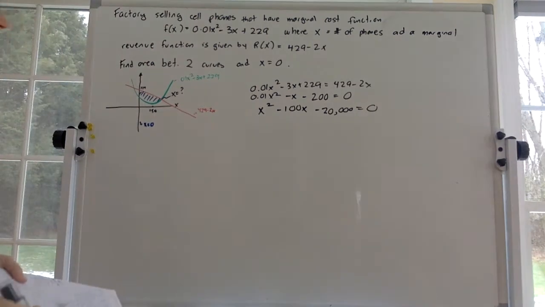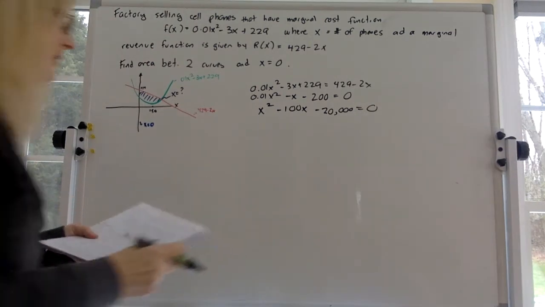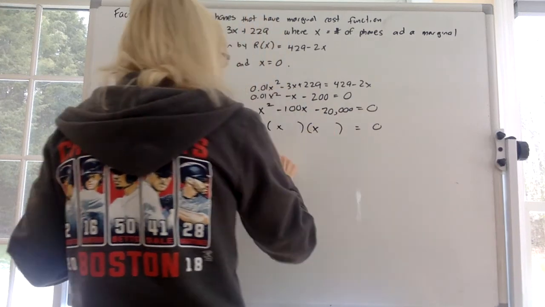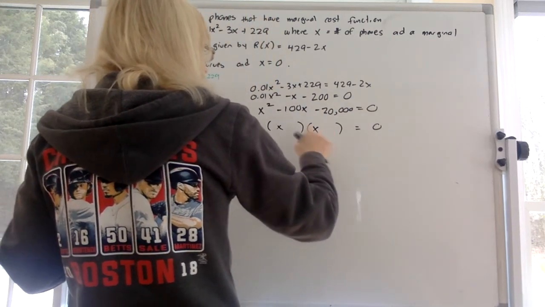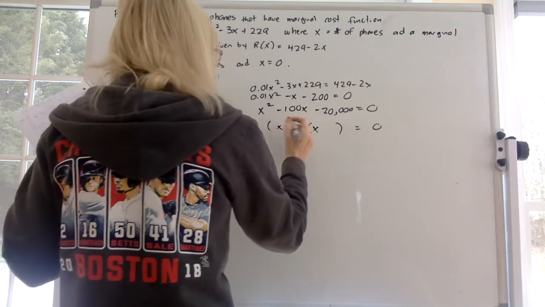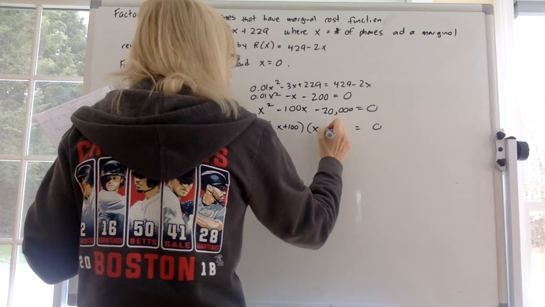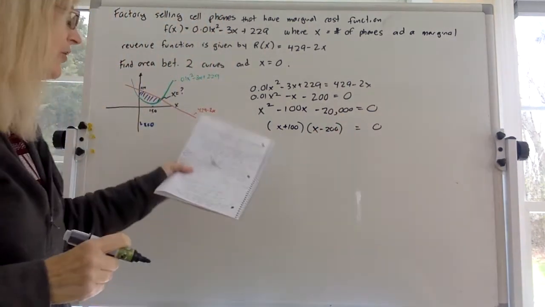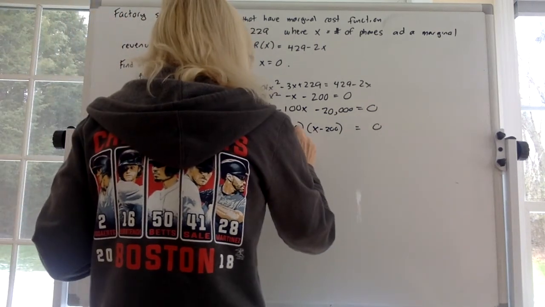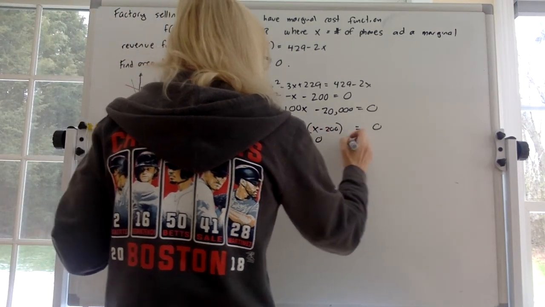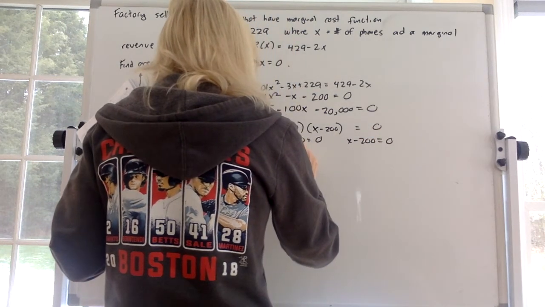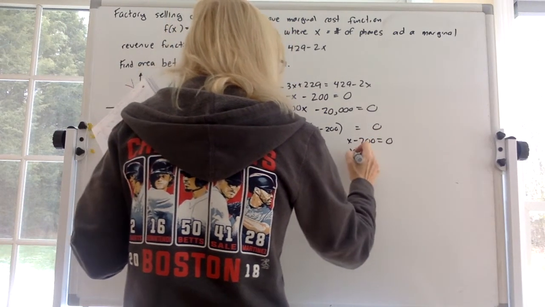Okay, so we get x squared minus 100x minus 20,000. So then I'm going to factor. So factors of negative 20,000 that add up to negative 100. So I think I figured out that's plus 100 and minus 200. So if you FOIL that, you'll get this right back at you. So then you use the zero product rule and you set both of these factors equal to 0. So x equals negative 100, x equals 200.